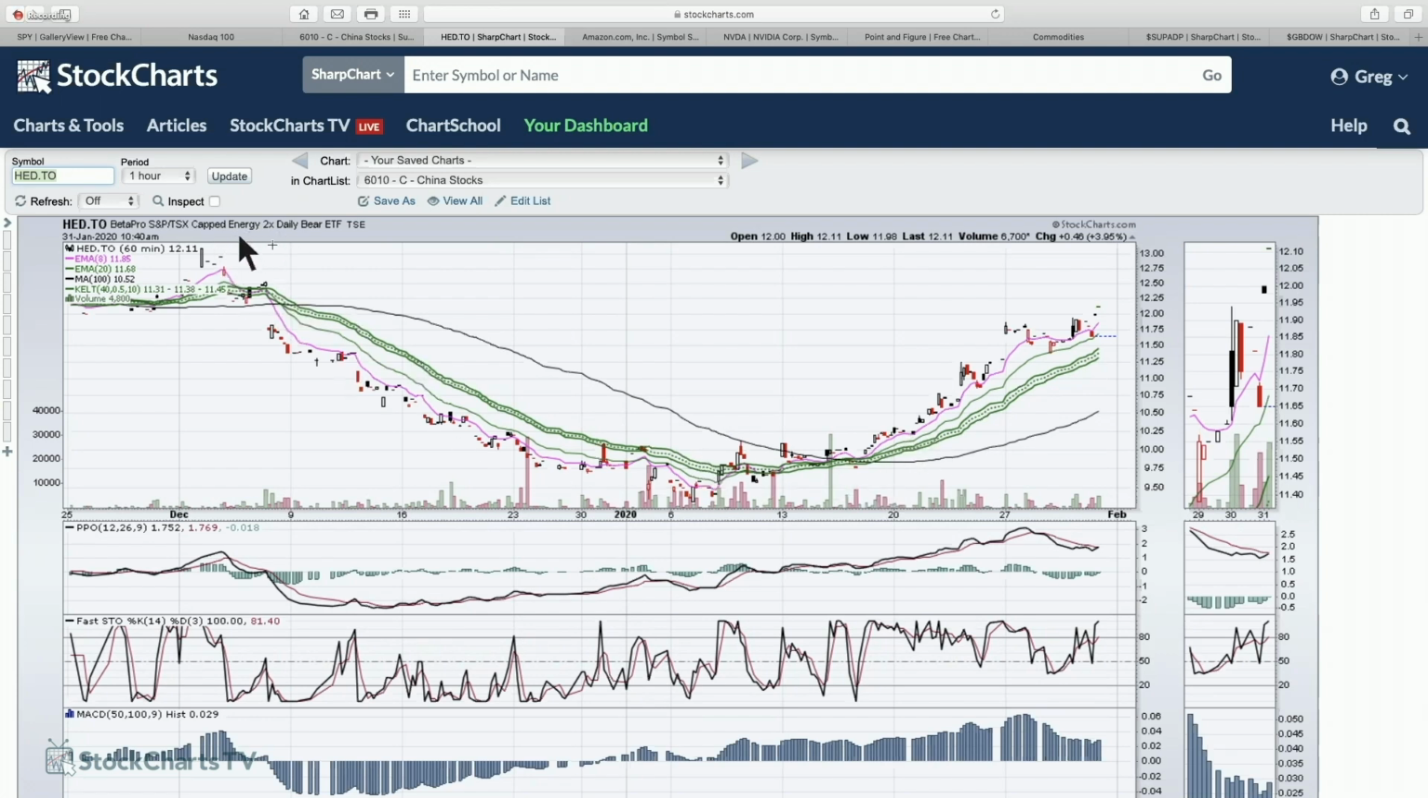So this is Capped Energy Daily Bear. And you can see it's been rolling over, rolling up as the oil market gets worse, and these stocks are obviously still underperforming the market. As this goes higher, these oil names are getting hit. But use some sort of a chart like this to help show you that things are changing.